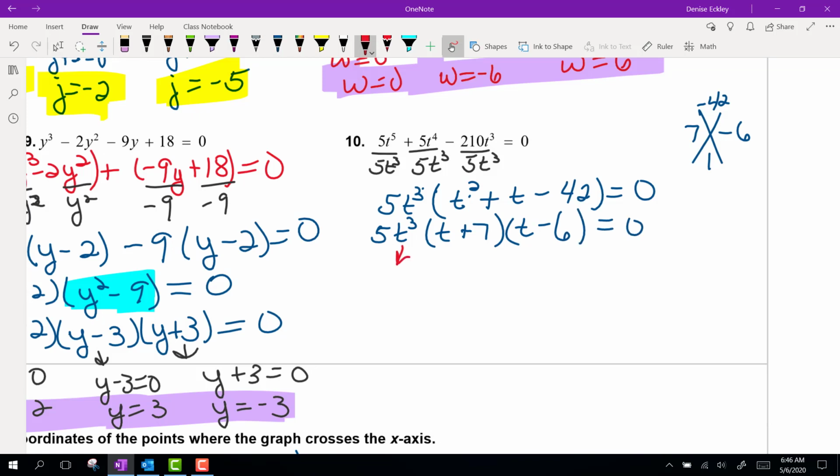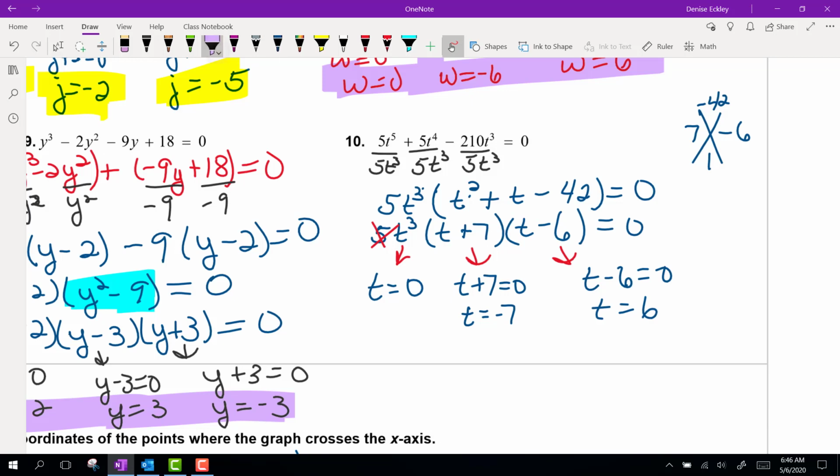3 zeros. So the first one is going to be t equals 0. And again, I can ignore the 5 because 5 is a number. It's never 0. The next one is t plus 7 equals 0. Subtract the 7, get t equals negative 7. t minus 6 equals 0. Add the 6, you get t equals 6. So there are my 3 solutions.